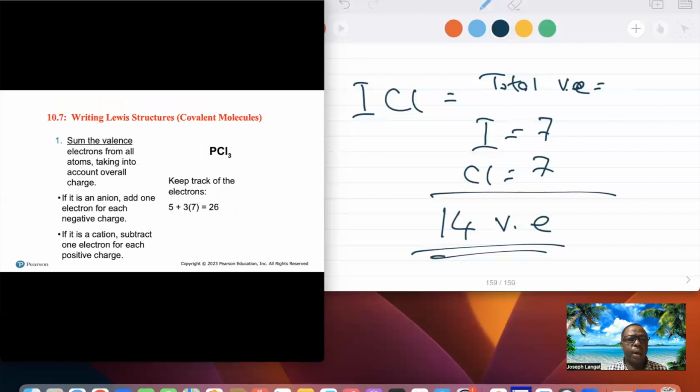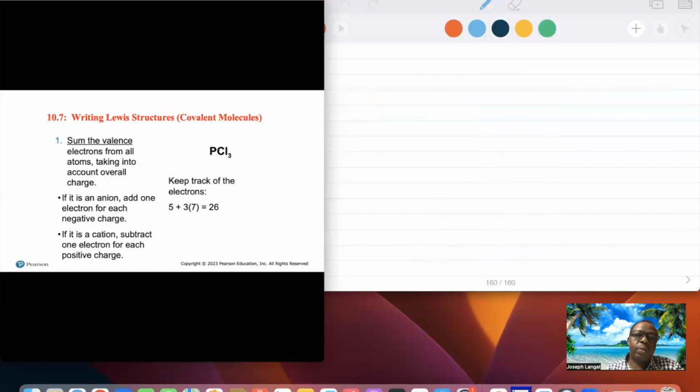We will look at an example here on how to draw the Lewis structure. As I said, the first step is to count. We're going to use phosphorus trichloride to illustrate how to draw the Lewis structure. So the first rule is to find the total number of valence electrons by looking at the periodic table. Phosphorus is in group 5, and chlorine is in group 7 times 3, so we have 26 valence electrons. Rule number 1, total number of valence electrons.